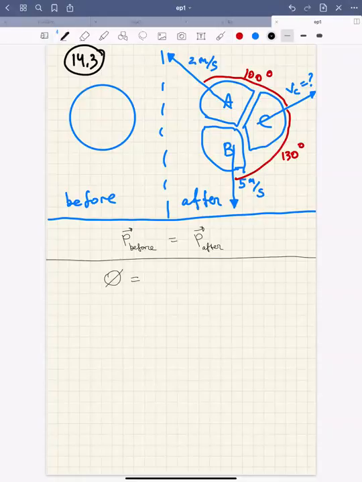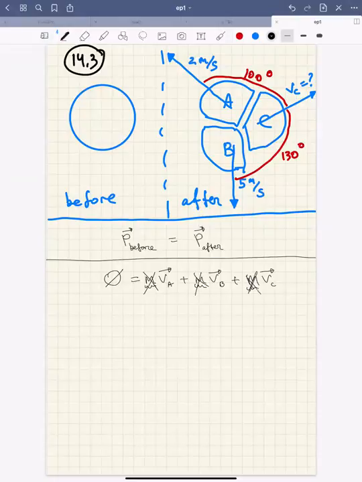I have mass times velocity A plus mass times velocity B plus mass times velocity C. So I'm using the same m here because these parts have equal size and equal mass. And as you see, m actually cancels out. We have 0 on one side, so m cancels out.